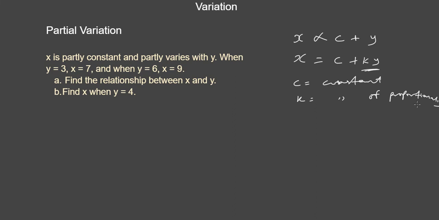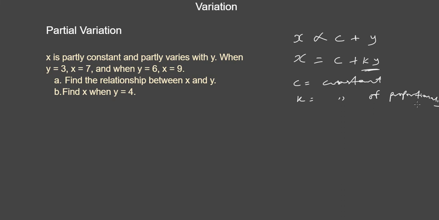So now the question says find the relationship between x and y, which we've done. Then find x when y equals 4. But before we can look for x when y equals 4, we need to solve for these two unknowns, c and k, which will help us have the final formula. So now let's go about it this way.